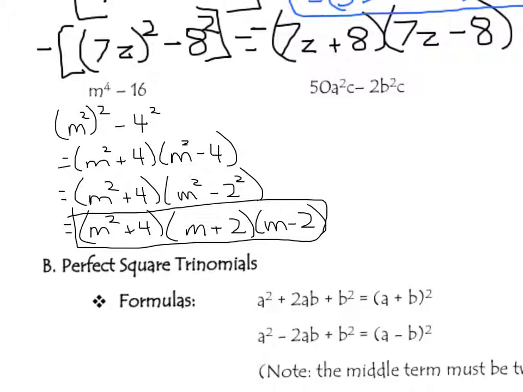Okay, in the next one, we have 50 and 2, and neither of those are perfect squares, but they both have the common factor of 2. So let's see what happens when we pull out the greatest common factor. Okay, now we have 25 in our first term and b squared in our second. 25 is a perfect square, but we've got this c. We should have pulled the c out as well, so let's go ahead and rewrite it using that.